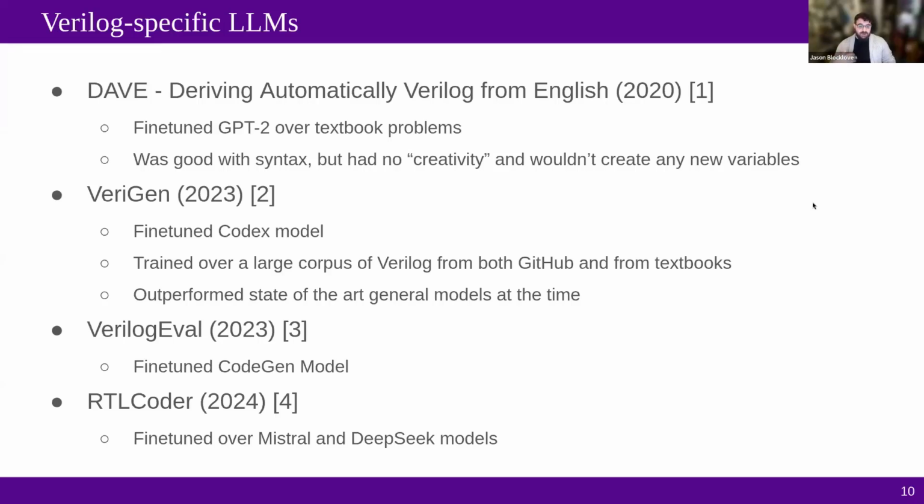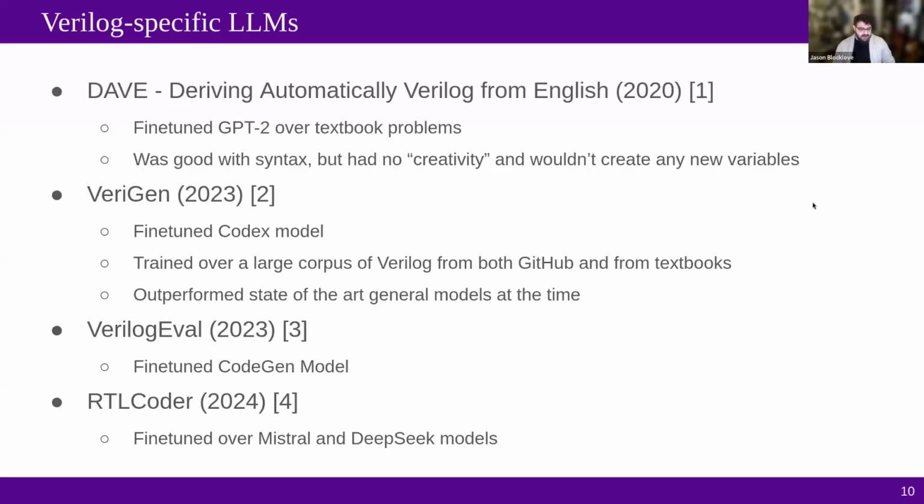So rather than only training it over a textbook, we trained it over all of the Verilog that could possibly be scraped off of GitHub, as well as a bunch of textbook problems from multiple textbooks, I think several hundred, although I don't remember the exact numbers. And it was shown to, in terms of Verilog specifically, outperform the state-of-the-art, more general models at the time. GPT-3, ChatGPT 3.5 is really what it was going toe-to-toe with, and actually it was a little bit better than ChatGPT when ChatGPT originally released sometime late 2022.